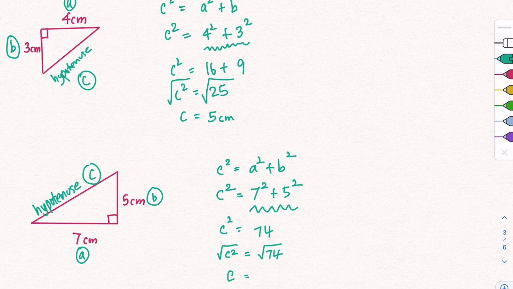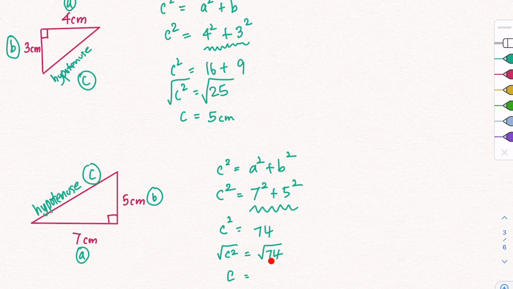Those of you who are using a calculator and working on this problem with me, you'll find that the square root of 74 equals a decimal number. And that is because 74 is not a square number. For example, with the question above, 25 was a square number. So when you square root a square number, you end up with a very nice whole number. But 74 is not a square number. So when you square root a number that is not a square number, you will end up with a decimal.